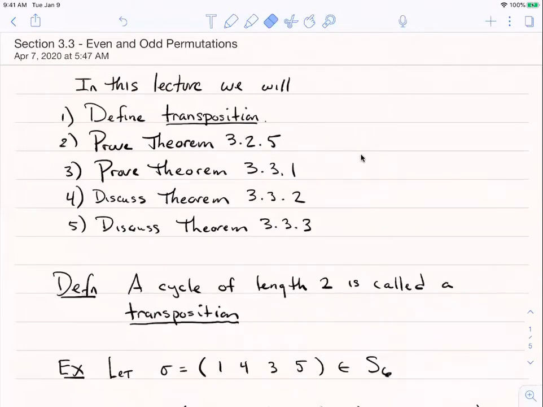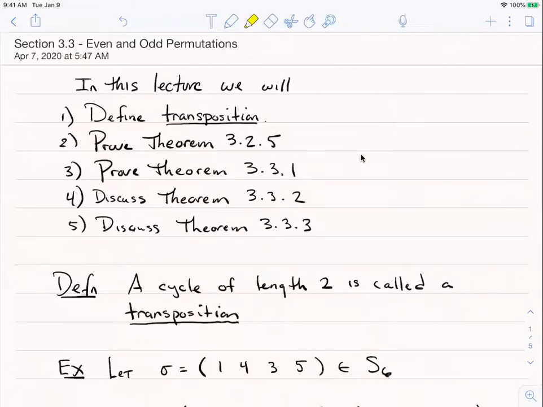I want to define transposition, and then I want to prove a couple of theorems. Instead of writing out the theorems here in the beginning, maybe it's easier for you to just refer to them in your book by number. You've got the book. So I'm going to give proofs of Theorem 3.25 and Theorem 3.31, and then we'll give some sort of outlines of proofs and just discuss 3.32 and 3.33, and then maybe in the class tomorrow, I'm recording this on April 8th, I'll meet with you guys on April 9th. Maybe we can give more detailed proofs of 3.32 and 3.33. Okay, so let's get going, trying to keep this thing from getting too long.